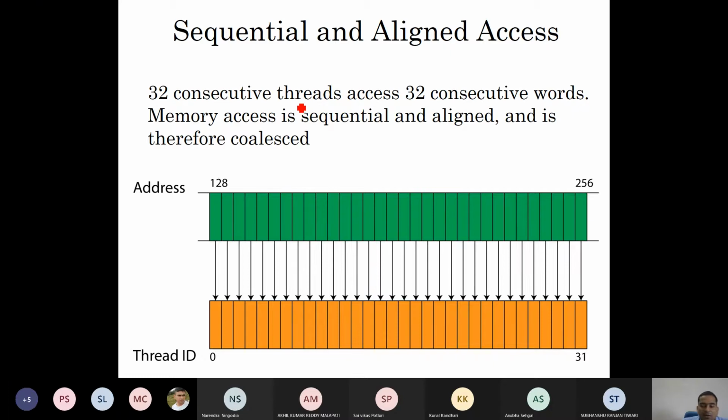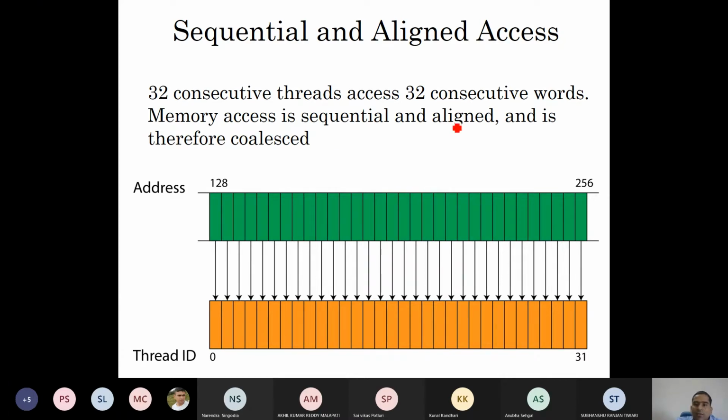So here is an example of all this. First of all, we have 32 consecutive threads accessing 32 consecutive words. Here memory access is sequential and aligned. Therefore, it is coalesced. That means instead of sending all these requests, we'll send a single transaction, and that will bring all the data. It is just like there are small merchants and there are large merchants. Large merchants will always take large orders. They will not take small orders. Similarly, global memory always takes large orders. If you send individual requests, it will not be efficient.